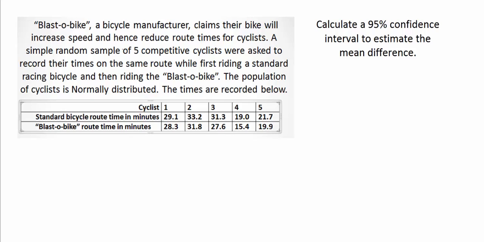So here we have paired data because for each cyclist, 1, 2, 3, 4, and 5, we have 2 measurements, a repeated measurement that is paired on cyclist. So basically, we have dependent pairs. For the first cyclist, we can see that when they rode the standard bicycle, their time on the route was 29.1 minutes. On the Blastobike, it was 28.3 minutes.